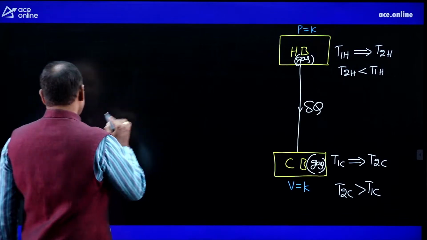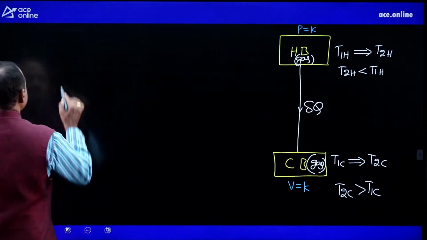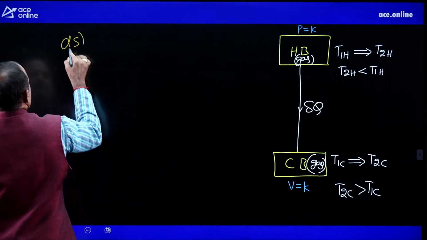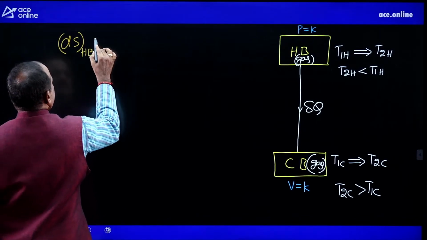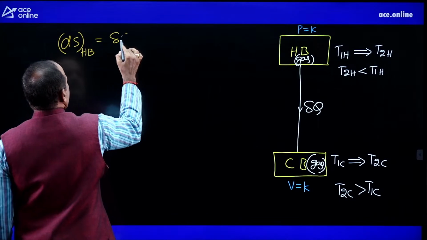Okay? Then the change in entropy of the hot body is equal to del Q by T.